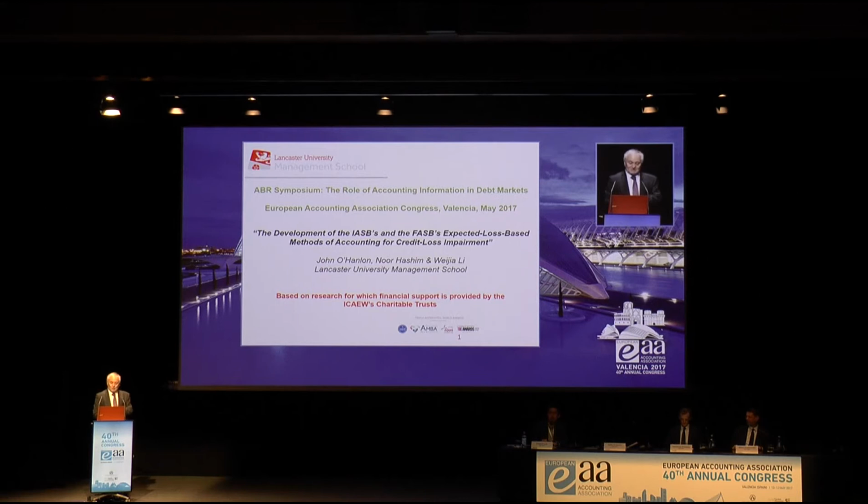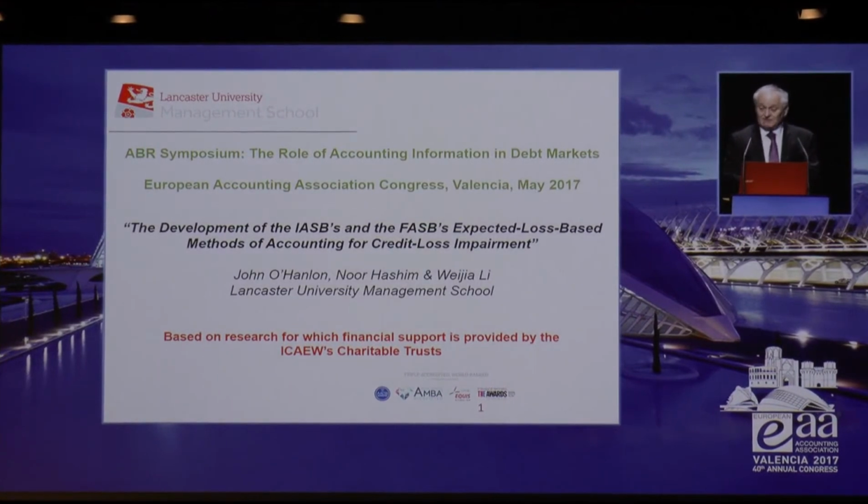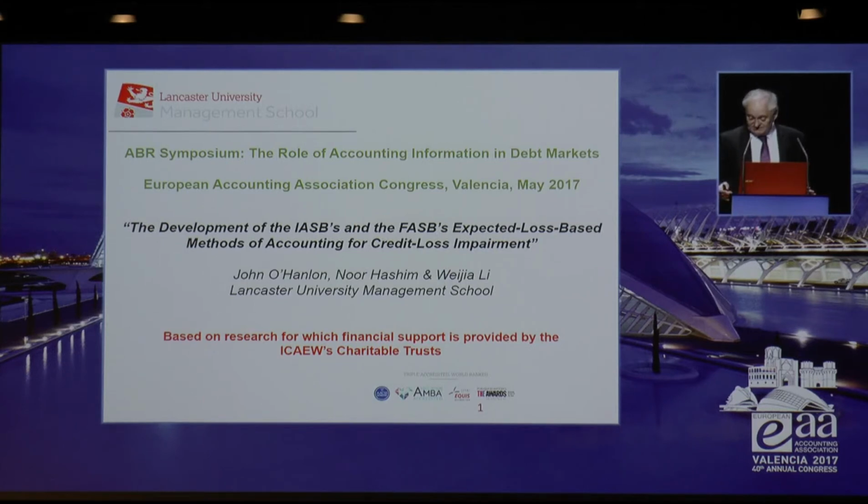Good morning. This talk is, as it says on the title here, about the development of the IASB and FASB expected loss-based methods of accounting for credit loss impairment. So it's an accounting standard setting related issue that relates to how lenders account for the amounts that they lend. The talk is based significantly on research that's going on at Lancaster by myself and 2 colleagues, Noor Hashim and Weijia Li, looking quite a lot at comment letters and other information that's come out about all of this process over the last 7 or 8 years. And it's funded in part by a contribution from the ICAW's charitable trusts.